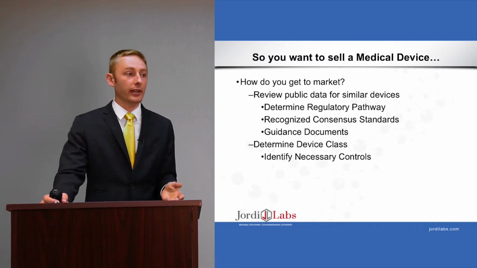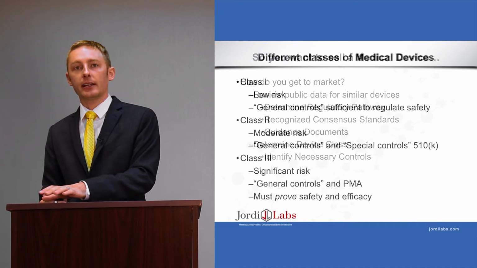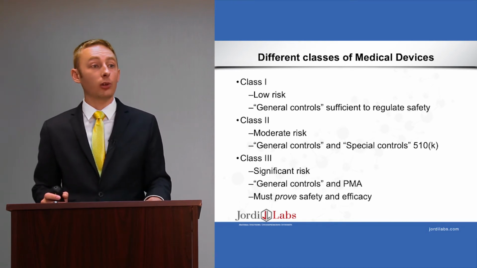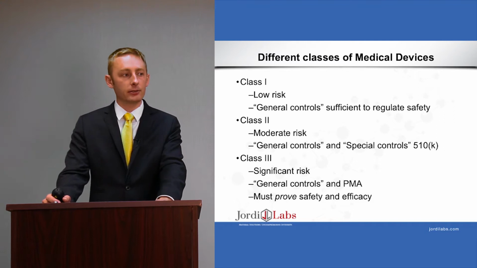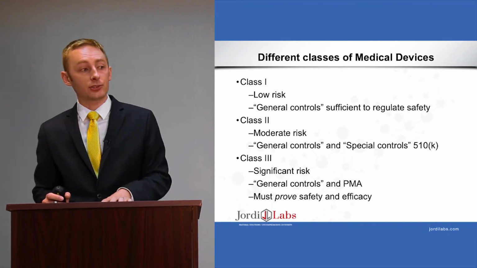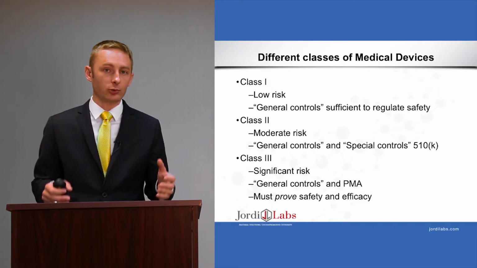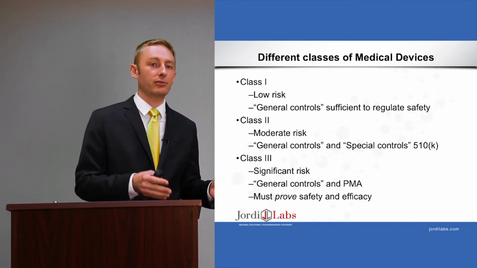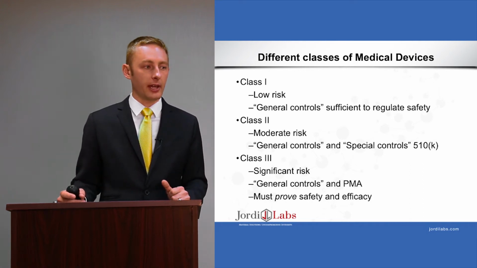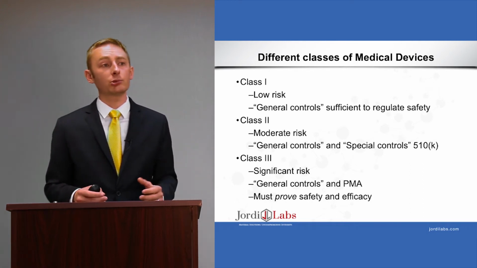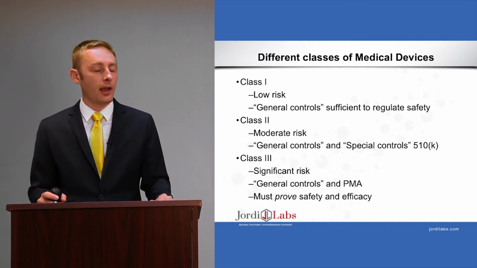For example, Class 1 devices are considered low risk. Things like Band-Aids, things like crutches, those are considered low-risk Class 1 medical devices. Moderate risk is associated with Class 2 devices, and the FDA requires things like general controls, which are the controls that go into manufacturing and other process controls that go into that to regulate those devices, but they also require special controls, for example, the 510(k) process.